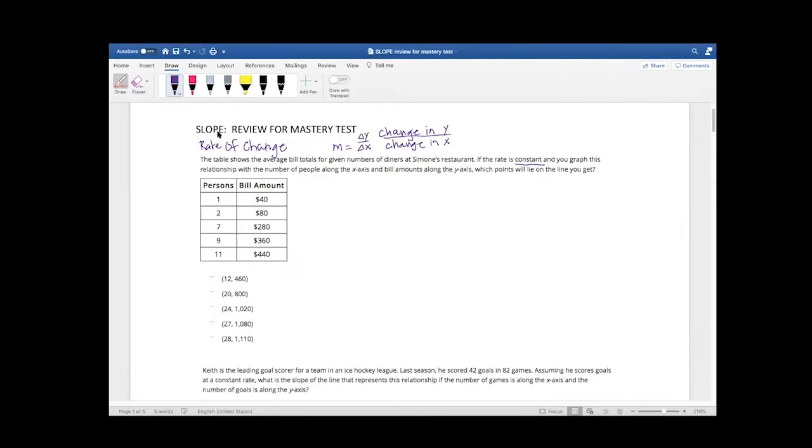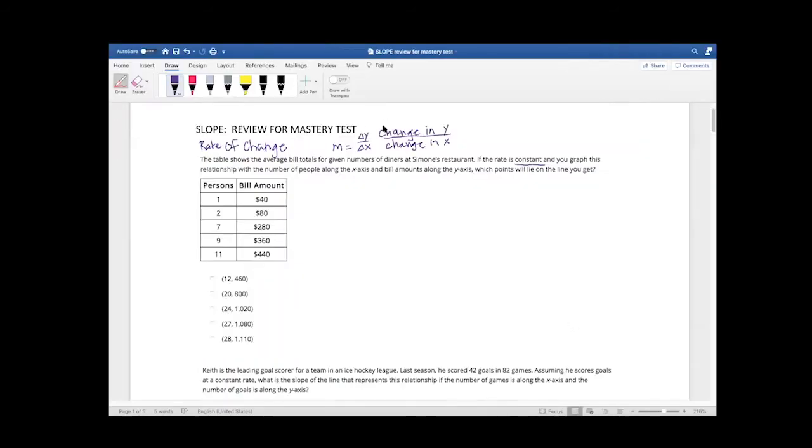Okay, this is the slope review for the mastery test. A few things to go over before we start. Calculate the slope given our points. We can say that it is the change in our y values over the change in our x. This Greek symbol here represents change, so delta y over delta x. You may have heard that before. We also use the variable m when we're talking about slope.